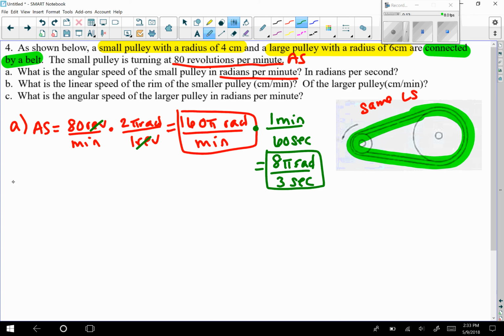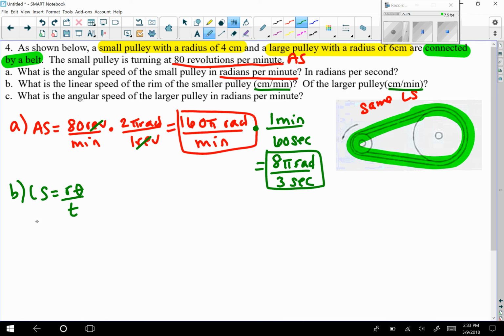Now, the second question, B, says what is the linear speed of the rim of the small pulley in centimeters per minute, and of the larger pulley in centimeters per minute? So remember, because they're connected by this belt, that means this pulley and this pulley are going to have the same linear speed. It's not going to change. So let's go ahead and look at B. So the linear speed, recall, is equal to the arc length. So that's r times theta over time.